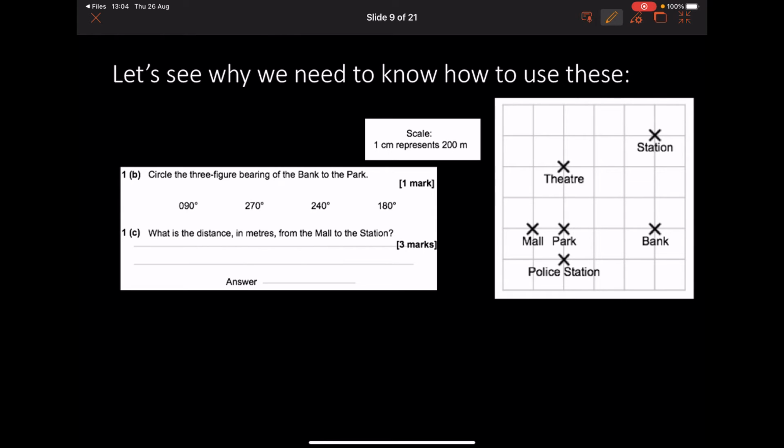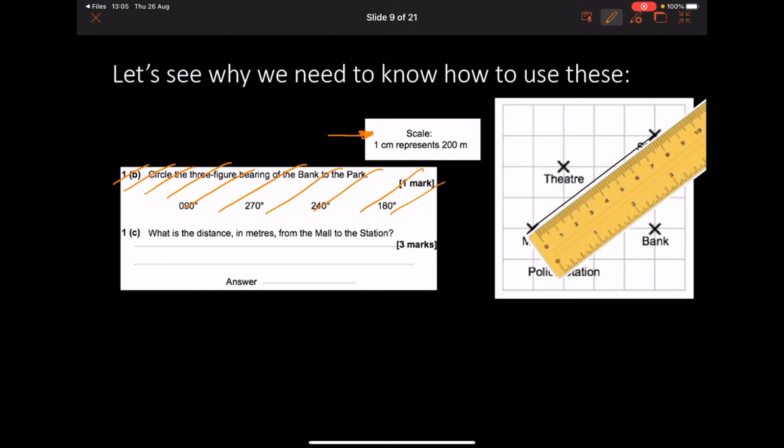Now then, looking back at our diagram, I don't want you to answer this question, so don't worry about this. But this second question here, this part C, says what is the distance in meters from the mall to the station? Okay, so what we need to do is we need to work out, first of all, where we go from the mall to the station. So I'm going to draw a line from the mall to the station. And it says, what is the distance in meters? Now, this is our scale, so we have to use this. And what we're going to do is we're going to measure our line. And our line says that it's 8 centimetres.